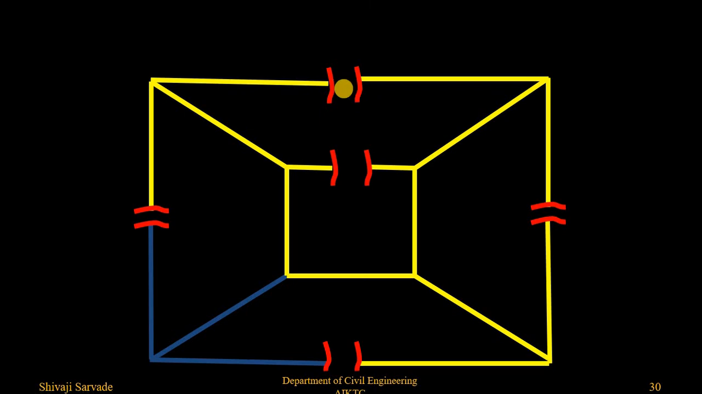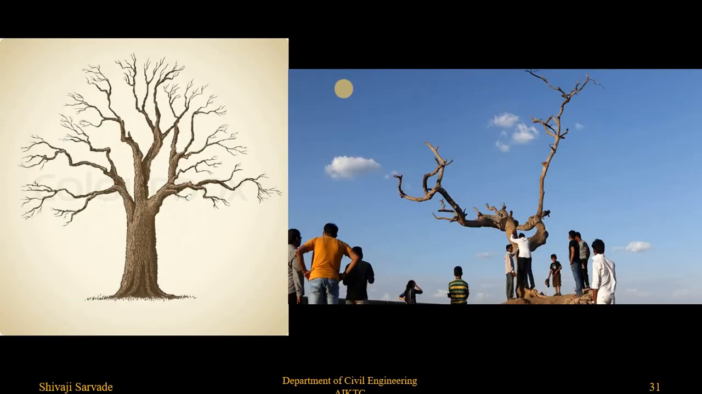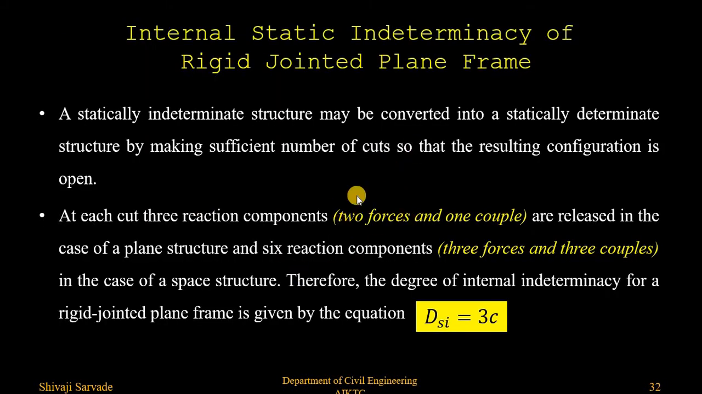So DSI, that is internal static indeterminacy for a 2D rigid jointed frame, is 3 times the number of cuts, or indirectly you can say it is the number of loops also. Now the structure has to resemble a tree, that is the fundamental requirement. So every time you make a cut, you must not split the structure into two separate parts. Now that is what is summarized here. Two forces we release and one moment we release.